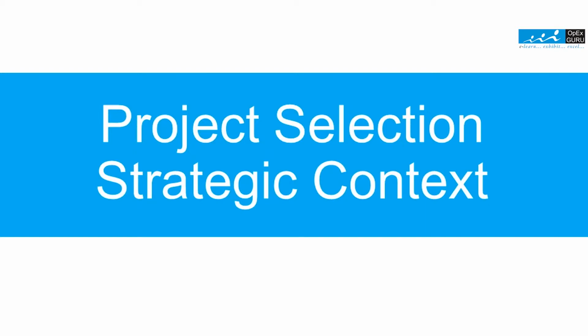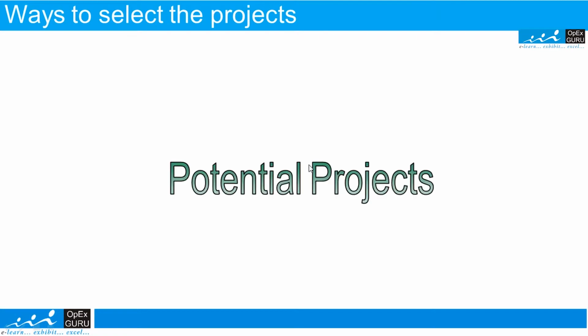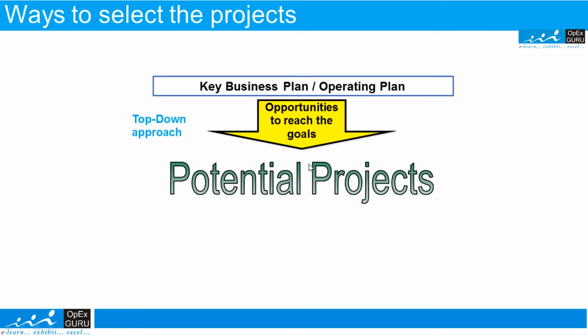How can we identify and select projects? In Six Sigma, there are various methods to select projects. The first method, we call it a top-down approach. Here we have the key business plan or operating plan of an organization. These are opportunities available to reach the goals.